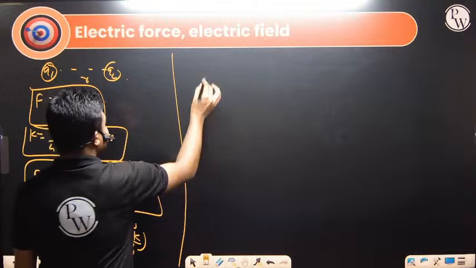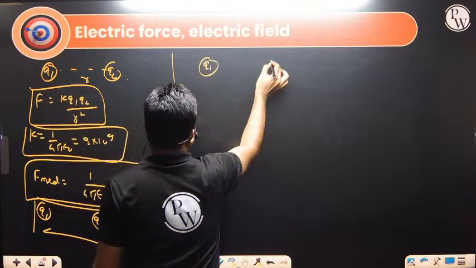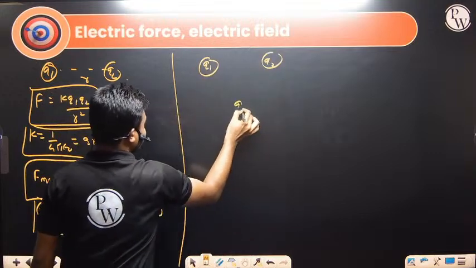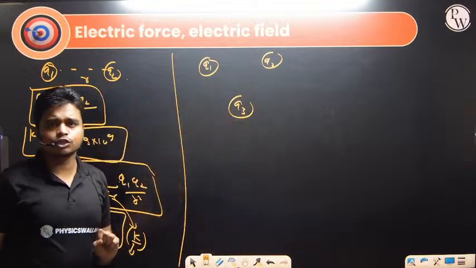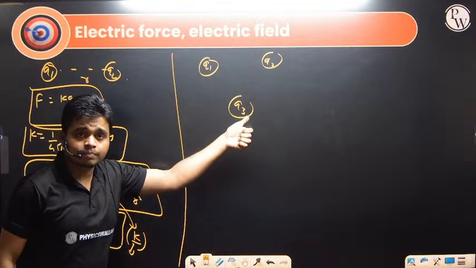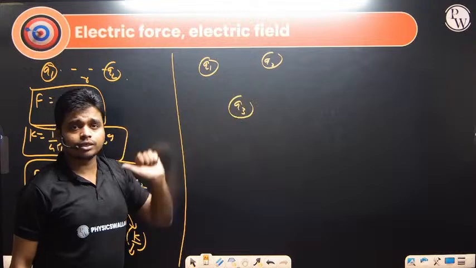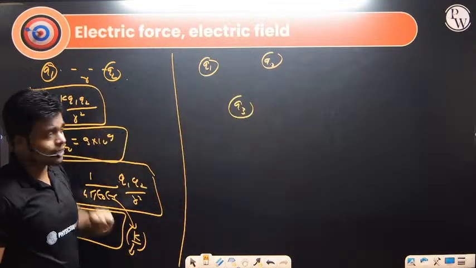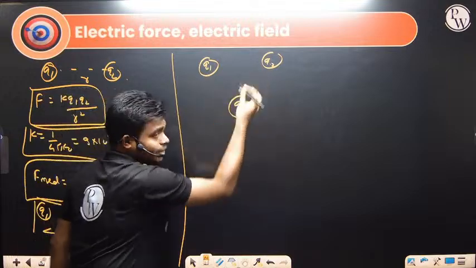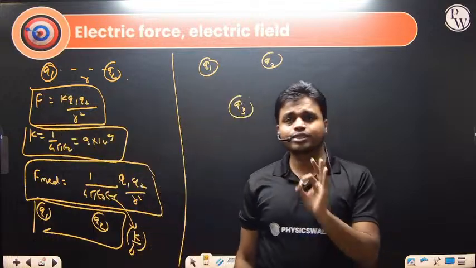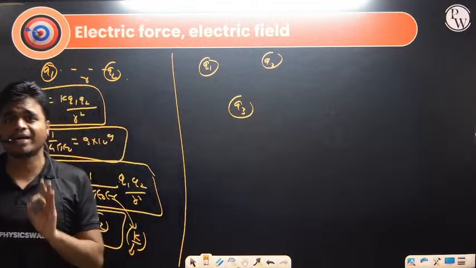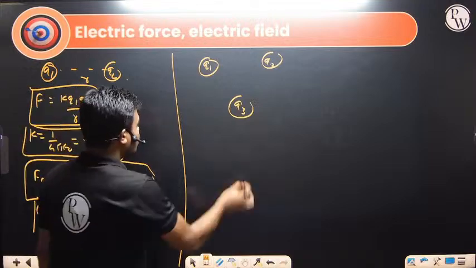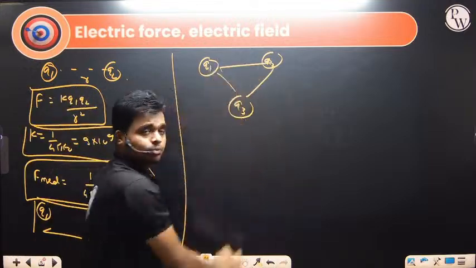If you have multiple charges, suppose q1, q2 and a third charge q3, the force between charges q1 and q2 will not be affected by q3. The force between q2 and q3 will not be affected by q1, and the force between q1 and q3 will not be affected by q2. So the force between any two charges is independent of the third charge present. This is what we define as the principle of superposition.